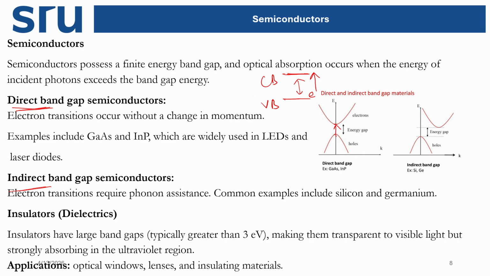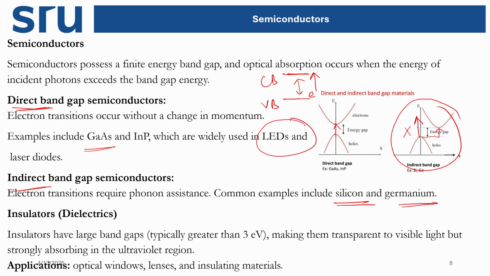But in some materials, such a direct transition is not possible, so it is helped by vibrations, and then the transition happens. This process we call an indirect band gap semiconductor. This generally happens with silicon or germanium, whereas the direct band gap happens with gallium arsenide compounds, and it is used for LEDs and laser diodes.